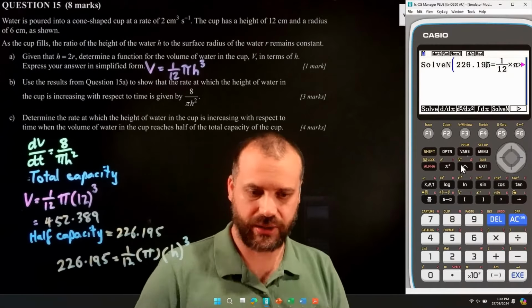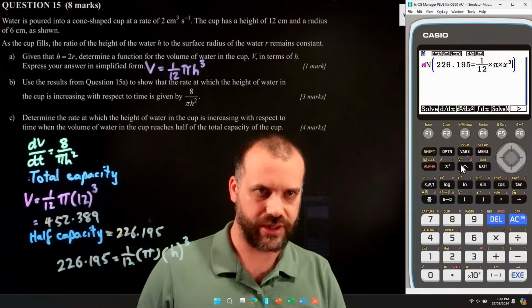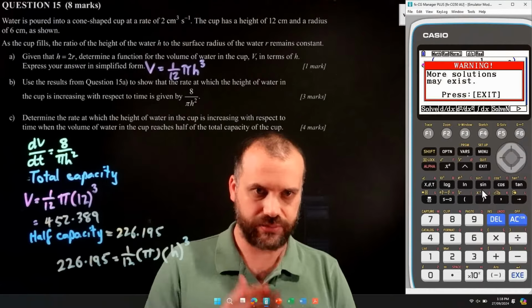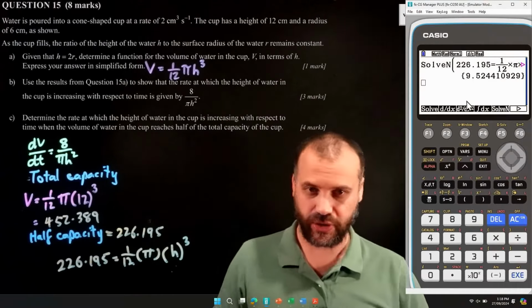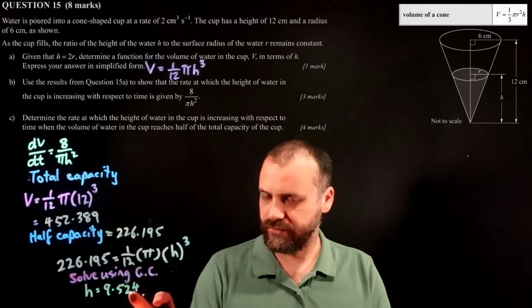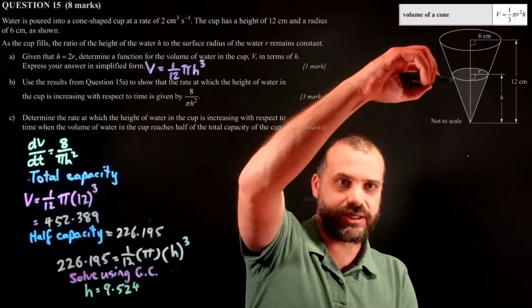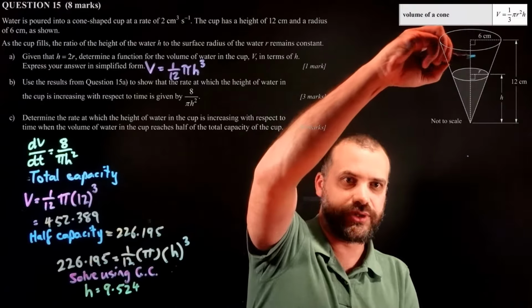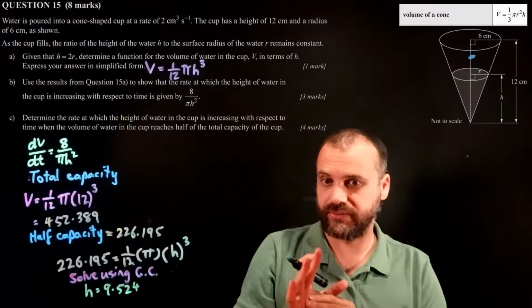So there's my calculator. I'm doing a solve of that equation right there. Enter, and yes, warning about more solutions, and we get an answer of 9.524. So this 9.524, that is the height that this needs to be at. So about here, if we look at our picture, that's half the capacity, right? That's half the amount of liquid.